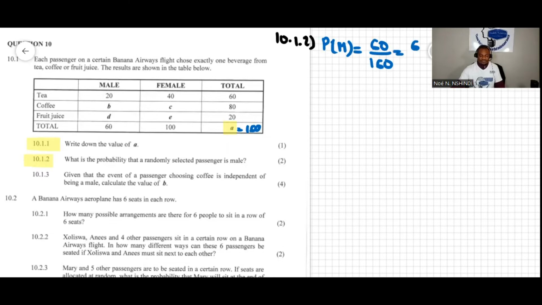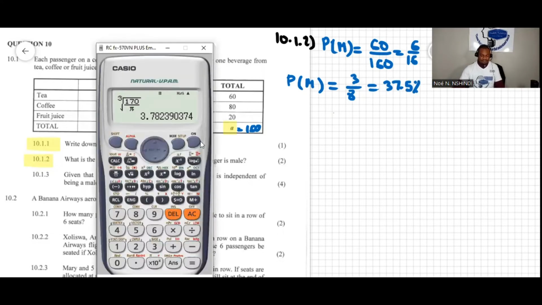This is equal to 6 over 16, or we can divide furthermore by 2, so this is equal to 3 over 8. Or equivalently in percentage, if you do 60 over 160, we get 3 over 8, and if you multiply this by 100%, this is equal to 37.5%.